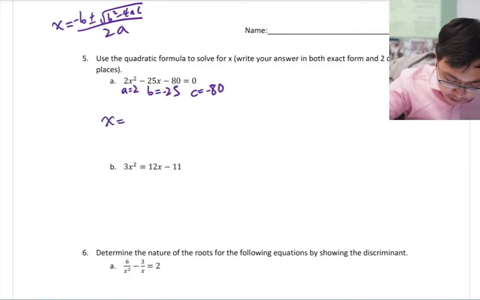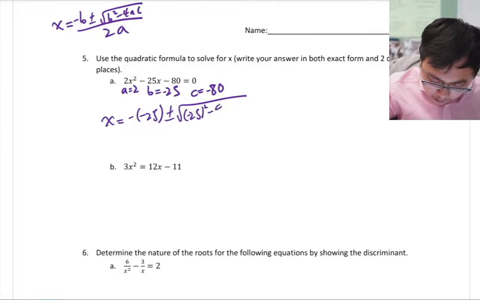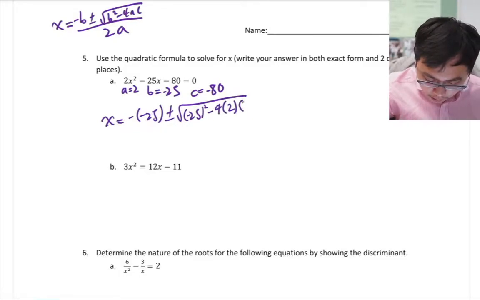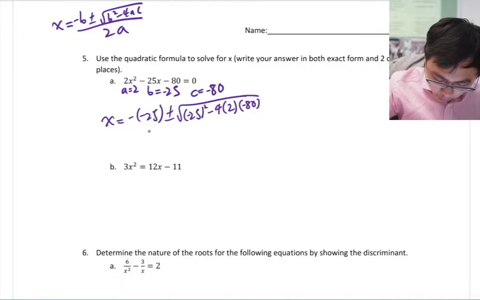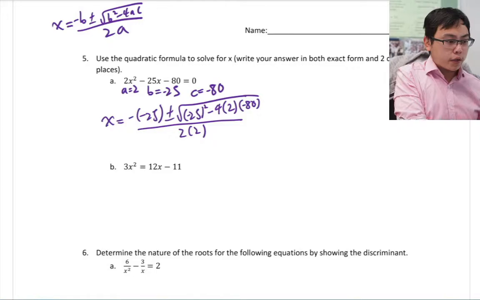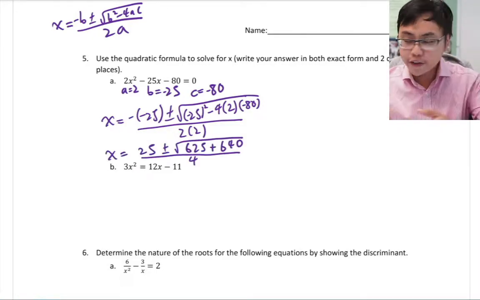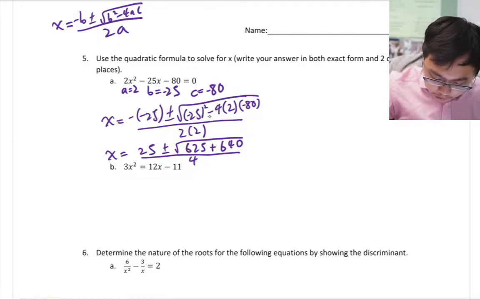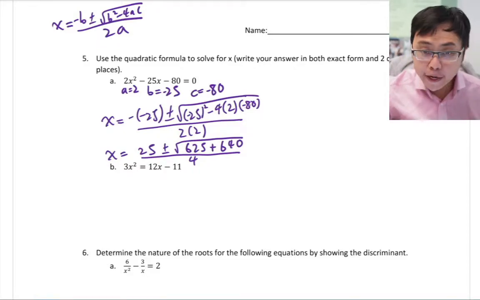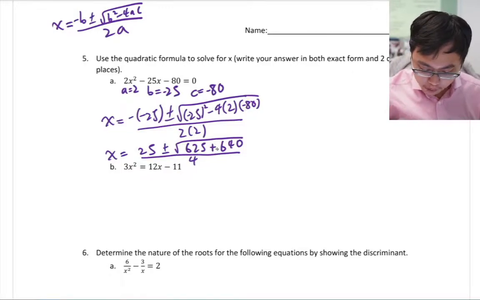So we have x is equal to negative b, so negative of negative 25, plus or minus the square root of b squared, so that's negative 25 whole squared, minus 4 times 2 times negative 80, all over 2 times 2. Okay, I'm just going to clean that up really quickly. There's one thing that you need to pay attention to. This is minus 4 times 2 times negative 80. So negative times negative, in the end, it's going to be plus.